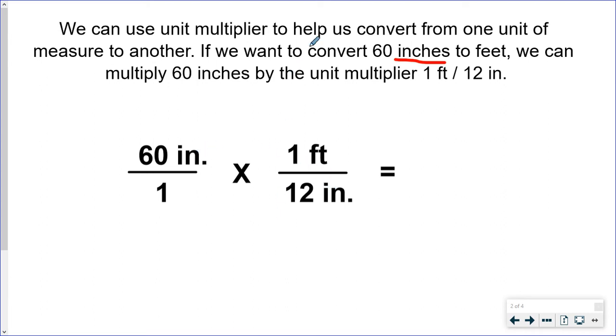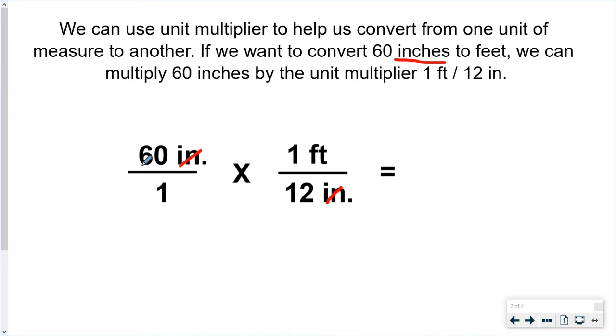Okay, now if this said I was converting from 60 feet to inches, well, since the feet's on top, I would have wanted to use the other unit multiplier. Okay, but since I'm converting inches to feet, I want to get rid of the inches. So since the inches is here, it needs to be on the bottom on the opposite side, because then these two inches cancel each other out.